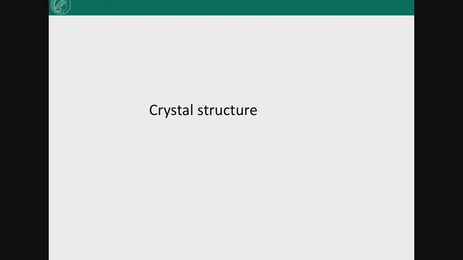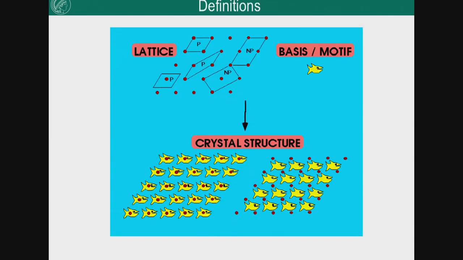What do we need as ingredients? One is the crystal structure. If we want to understand topology, we need to understand the crystal structure of this material. And the crystal structure is made by the lattice and the atoms. And our atoms are now fishes. The atoms can sit on lattice points, but they don't have to. They can also sit on different points.